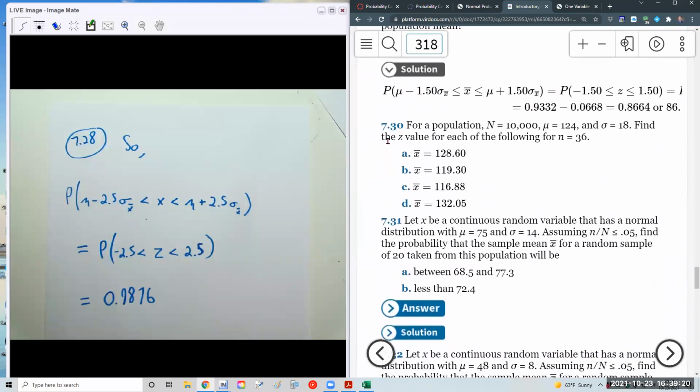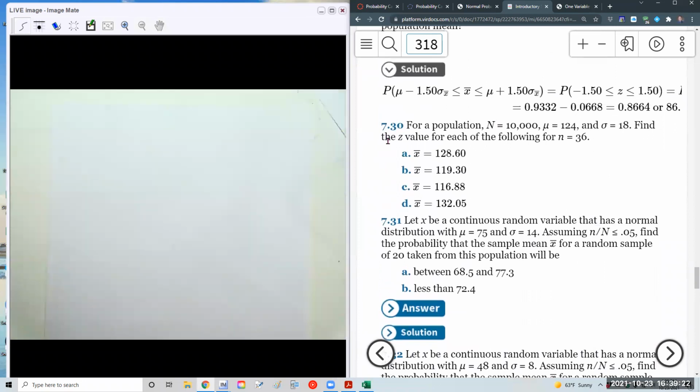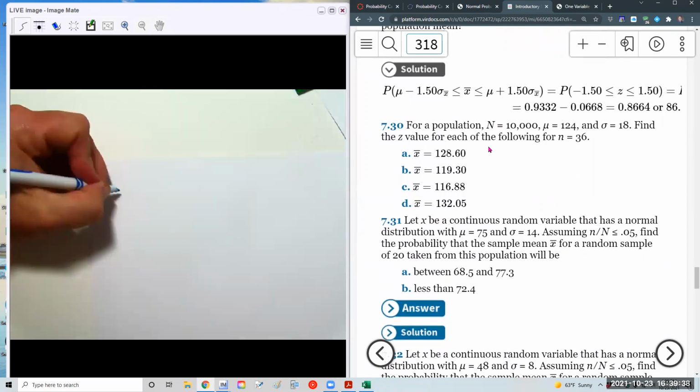So let's skip that one since it's similar. And let's go on down to 7.30 here. In 7.30, we can use Excel. All right, so for 7.30, assume a population. For a population, the population size is 10,000.